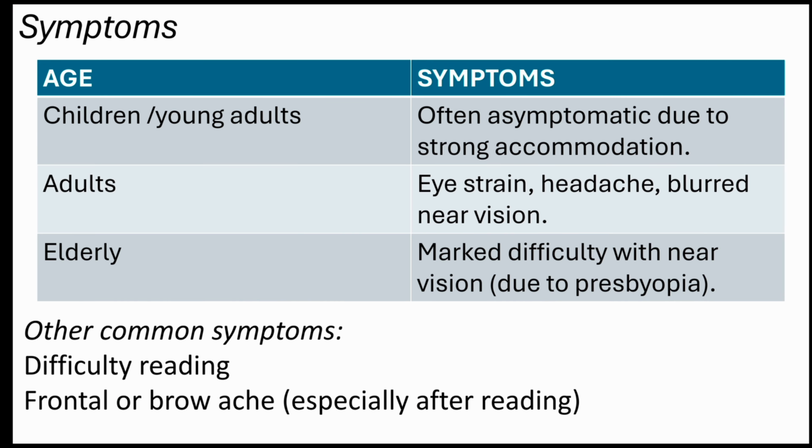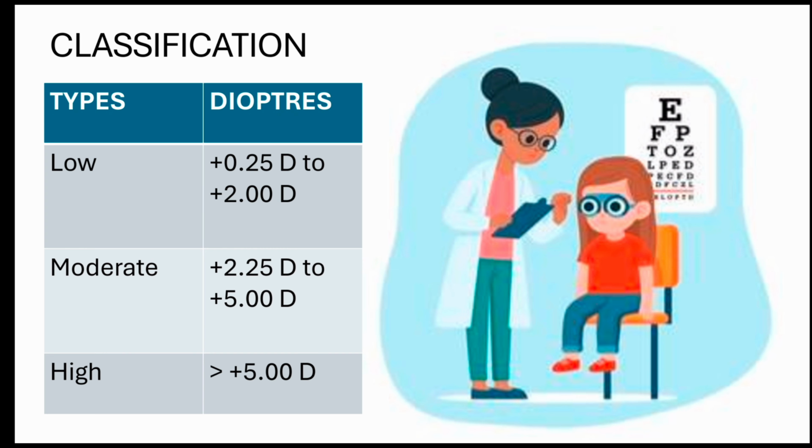Here the symptoms of hypermetropia. In children it occurs due to strong accommodation. In adults, eye strain, headache, and blurred near vision occur. In elderly persons, presbyopia occurs. And here the classification by degree. Low hypermetropia ranges from plus 0.25 diopter to plus 2 diopter. Moderate ranges from plus 2.25 diopter to plus 5 diopter. High hypermetropia is above plus 5 diopter.